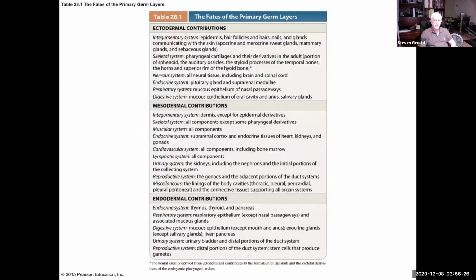Okay, so the ectoderm. Ectoderm is your integumentary system, your skin, your skeletal system, your nervous system, your endocrine, respiratory, and digestive system. That's your ectoderm. The mesoderm also contributes to your integumentary system, your skeletal system, muscular system, etc. Same thing as before. And with the endoderm, endocrine system, respiratory system, digestive system, urinary and reproductive. Those are your 3 germ layers: your ectoderm, your mesoderm, and your endodermal layer.